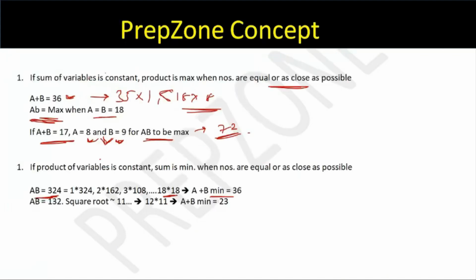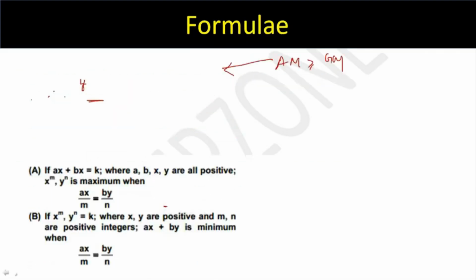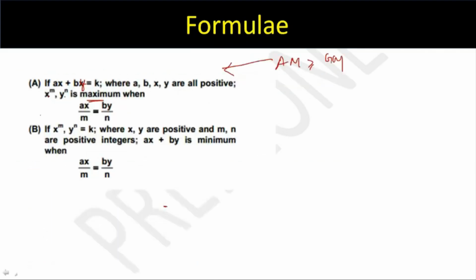पहले में क्या था? Sum is constant, product is maximum, and the numbers are equal or as close as possible. But the only catch was यहाँ पे coefficient was 1. Here it is an extension to that. The only thing is coefficient is not 1, it is a, and यहाँ पे power is m.